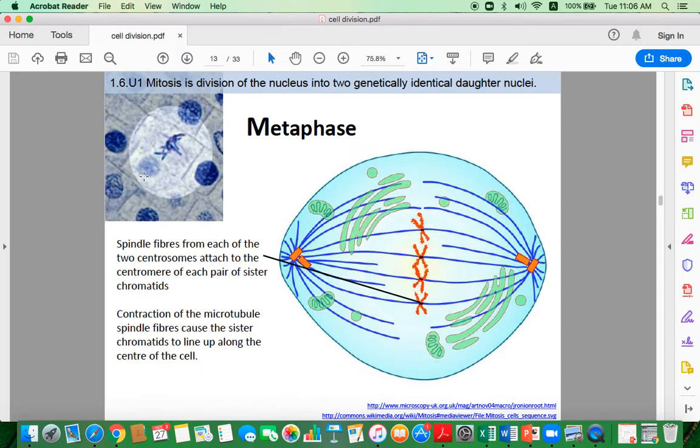Then we have the second phase that is called metaphase. This is how you can see it in the microscope. So what happened with the spindle fibers from each of the two centrosomes? They attached to the centromere of each pair of sister chromatids, as you can see. So they are going to extend and attach to the two chromatids of these chromosomes. The same happened with the other one.